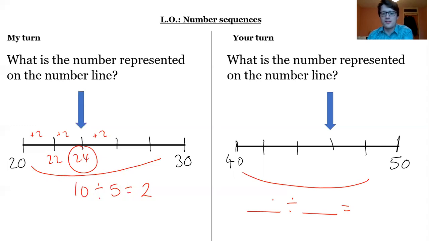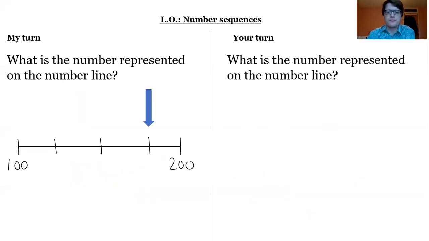Okay, here we go. So again, difference of 10 between 40 and 50. There's 1, 2, 3, 4, 5 equal parts. So again, each step is worth 2. I'm adding 2 each time. So 42, 44, 46, 48, 50. So the arrow is pointing at the number 46.